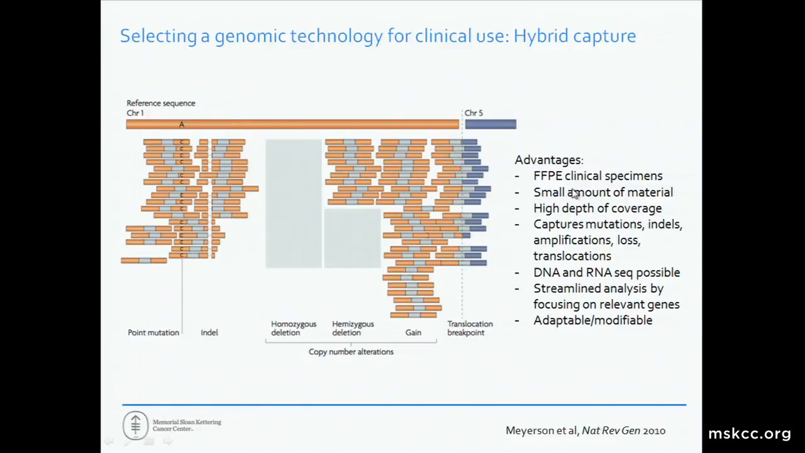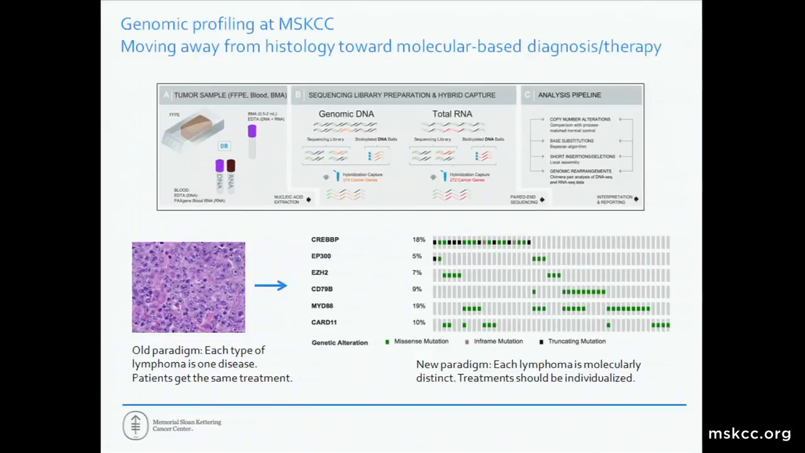And the advantages of this technique is that it really eliminates the tissue requirements that you need for whole genome and whole exome sequencing. And now it can be applied to our typical lymphoma clinical specimens, which are FFPE. We can use a small amount of material and have a high depth of coverage that can capture mutations and all those variants that I told you about. And the analysis is streamlined because we're really focusing only on genes that we found to be relevant in lymphoma, and they can be modified as she told you.